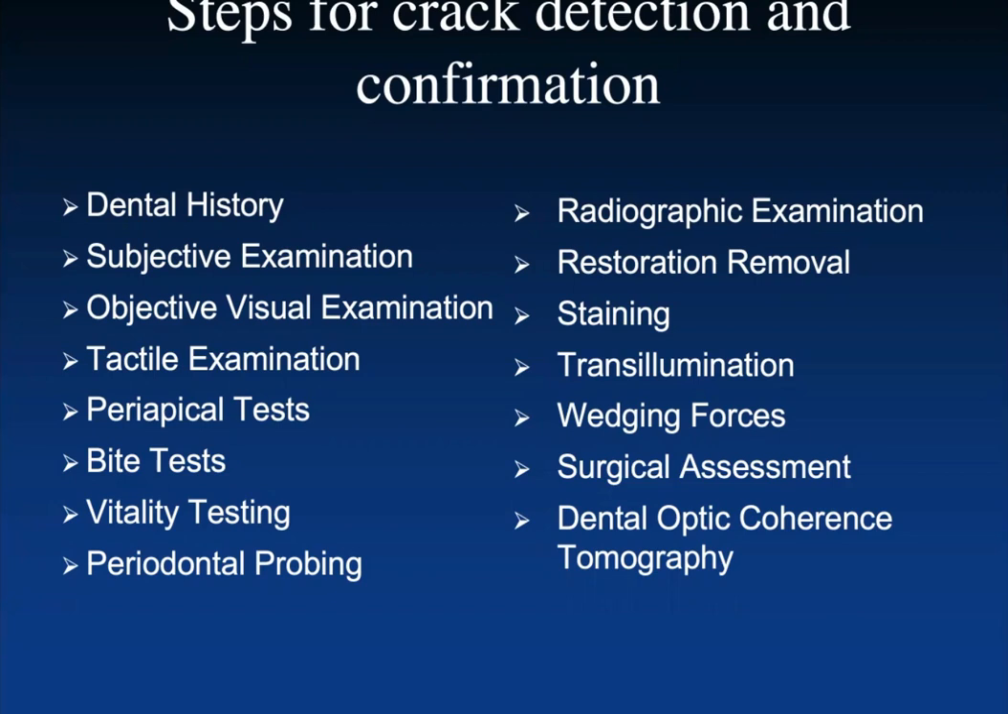Restoration removal: as I said, in 40% of cases where the restoration wasn't removed, there was a missed crack under it, especially with amalgam restorations, because they expand with time and create tension, or if you have an MOD composite restoration as well. Staining of the teeth can be helpful to detect cracks as well. So we use the green stain on the tooth, and sometimes you can detect it.